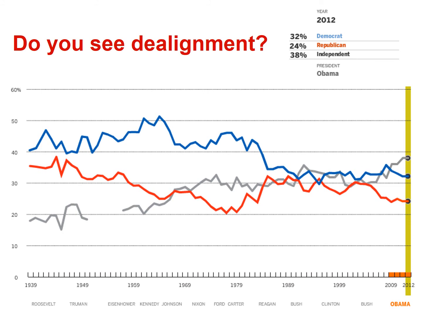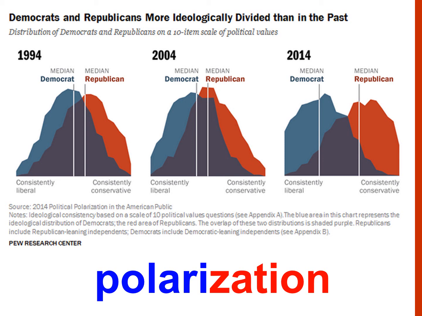However, most independents did not speak kindly of the party members. So they may lean Democratic, but they don't speak kindly of Democrats. Now these charts show increasing political polarization. This is the distribution of Democrats and Republicans on a 10-item scale of political values. You can see in 1994, our median is pretty close together. Most people are pretty centrist. However, in the next 10 years, we split up a little bit, and by 2014, 20 years after the original image here, we have tons of space between the median of the Democratic Party and the median of the Republican Party, meaning more people are consistently liberal or consistently conservative.